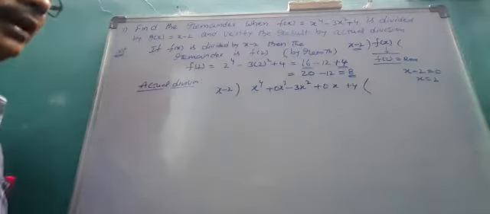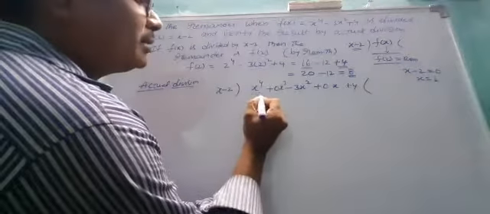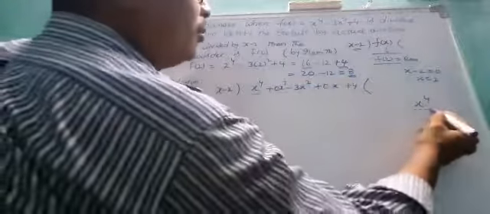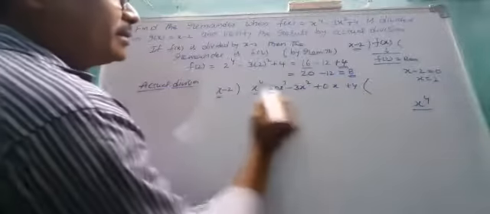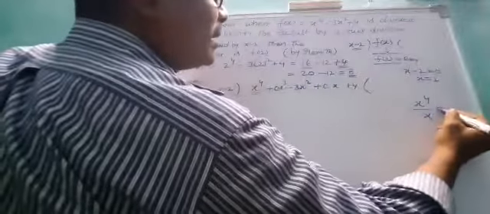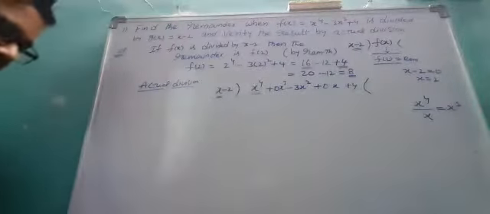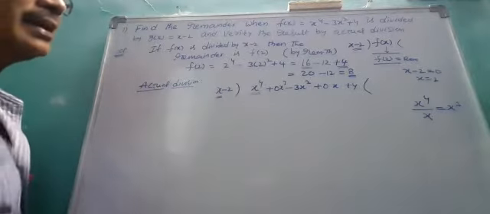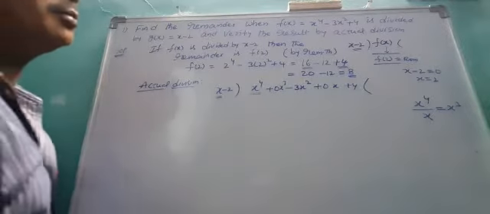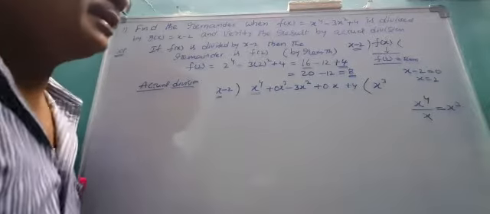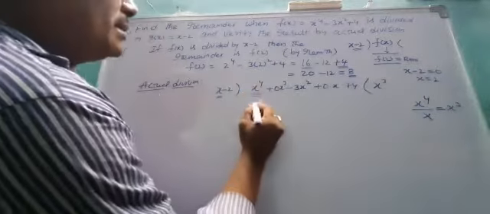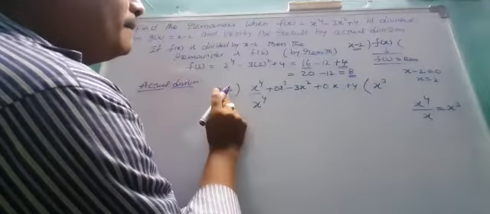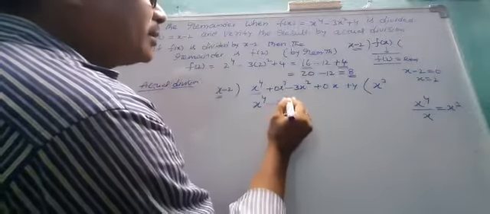Okay, so how to divide? Already explained it. You take the first term of the dividend x power 4 divided by the first term of the divisor x. x power 4 by x equal to x cube. That x cube is known as the first term of the quotient. So x cube into x is x power 4, and x cube into minus 2 is minus 2x cube.